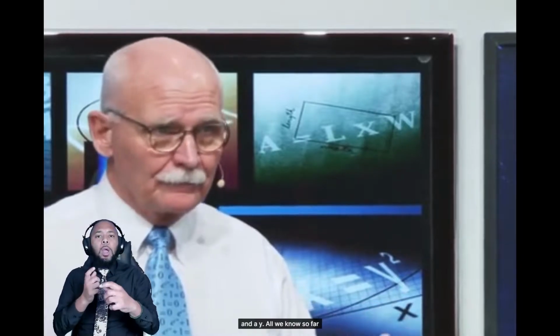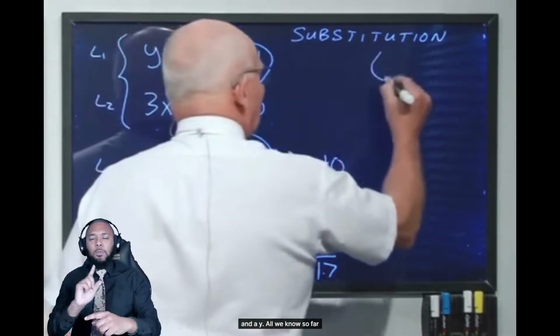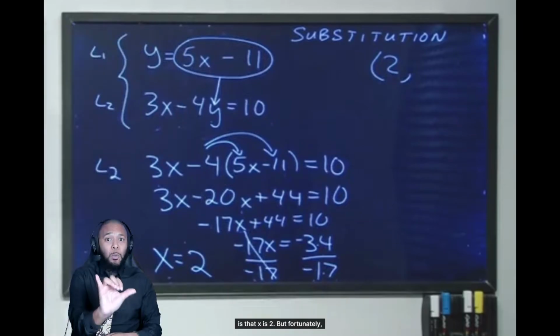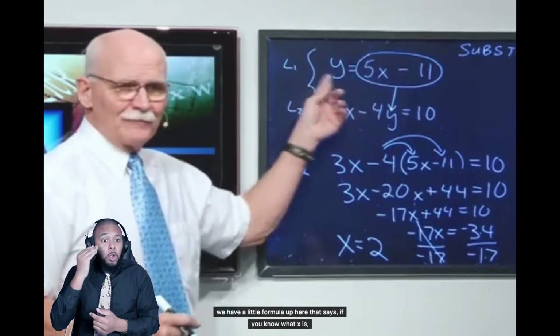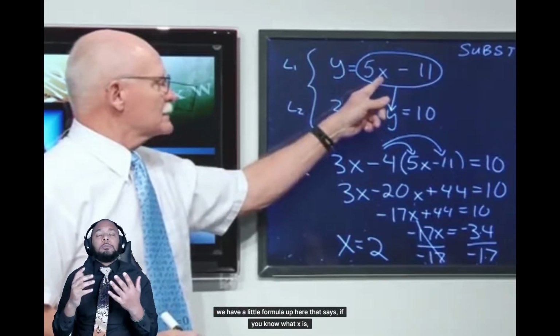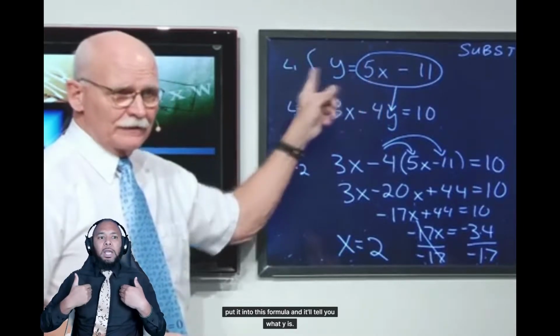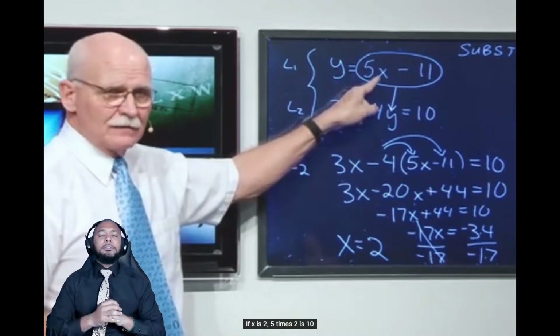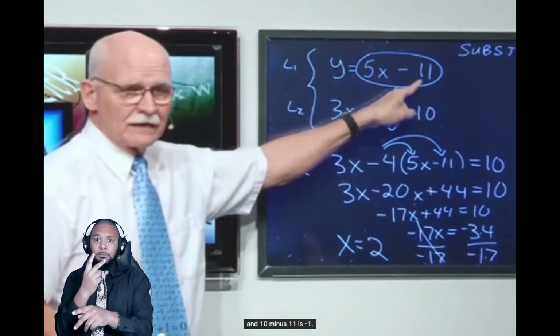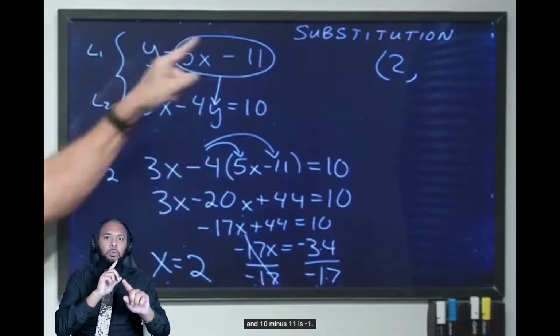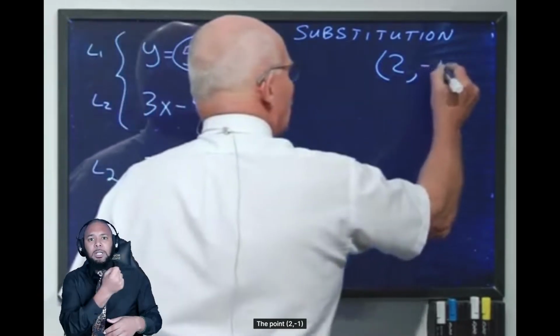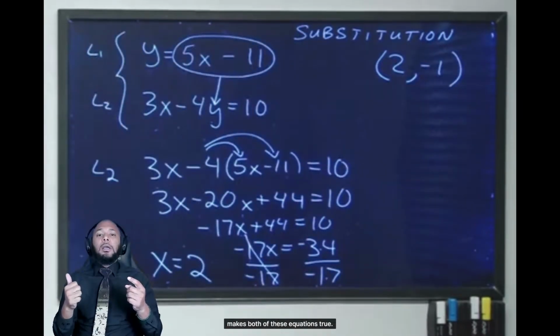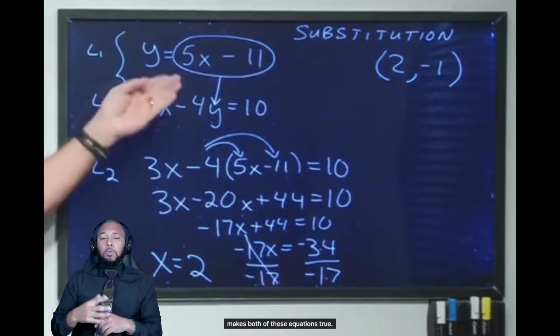Now, don't quit there, because remember, we're looking for a point, which means we're looking for an x and a y. All we know so far is that x is 2. But fortunately, we have a little formula up here that says if you know what x is, put it into this formula and it'll tell you what y is. If x is 2, 5 times 2 is 10, and 10 minus 11 is negative 1. The point (2, negative 1) makes both of these equations true.